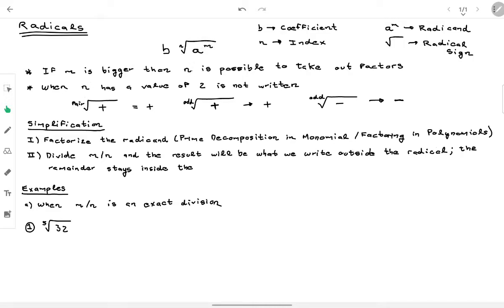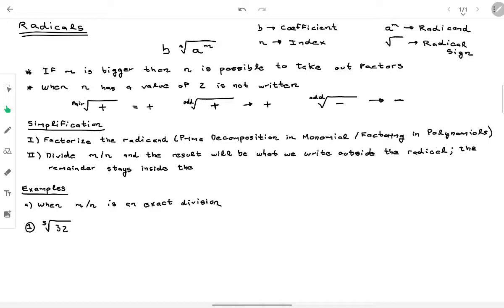What happens here? When m is bigger than n, that means the power of the radicand is bigger than the index. It is possible to take out factors from the inside to the outside part of the radical. We will see that topic in some minutes.